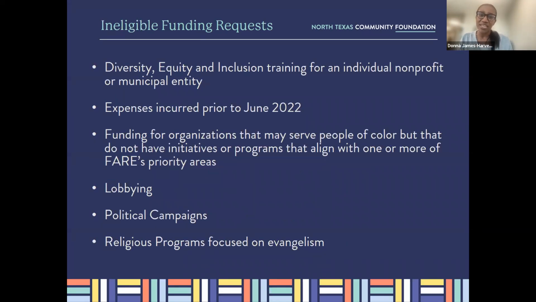Some ineligible funding: DEI work for individual organizations and municipal entities, any expenses that might have been incurred prior to this grant cycle season in June 2022, funding for organizations that may serve people of color but that do not have initiatives or programs that align with one or more of our priority areas. We do not support organizations that are engaged in lobbying efforts, political campaigns, or religious programs focused on any sort of evangelism.